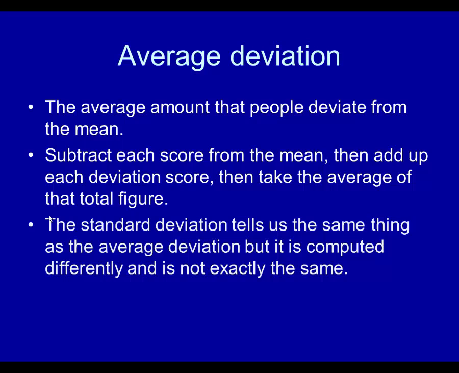The standard deviation tells us the same thing as the average deviation, but it is computed differently, and therefore the number of the standard deviation will not be exactly the same as the average deviation. The standard deviation is used in statistics because it takes into consideration the normal distribution, which is a normal reality for social variables.